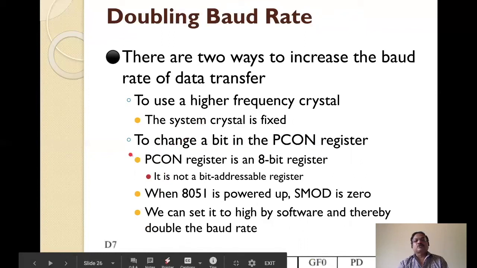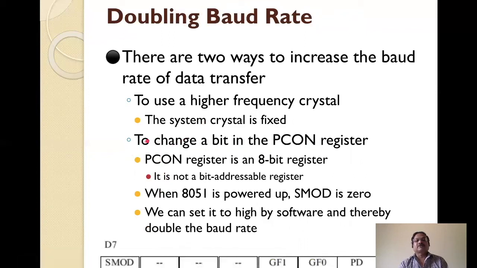There are two solutions. One is to use a high frequency crystal, but you know the system crystal is fixed. So we need to change the bit in the PCON register. PCON is not a bit-addressable register. So what do we have to do? We have to set that MSB bit through the accumulator.